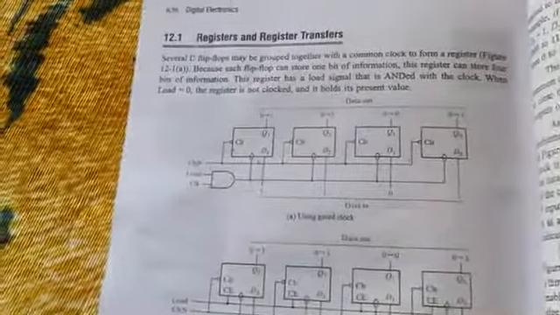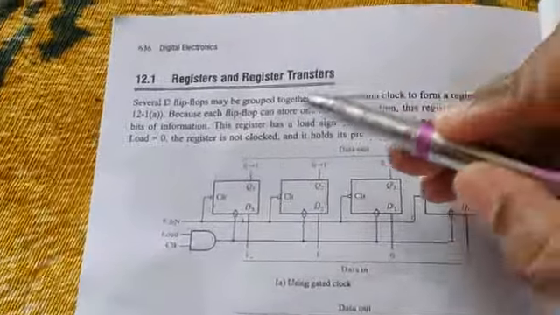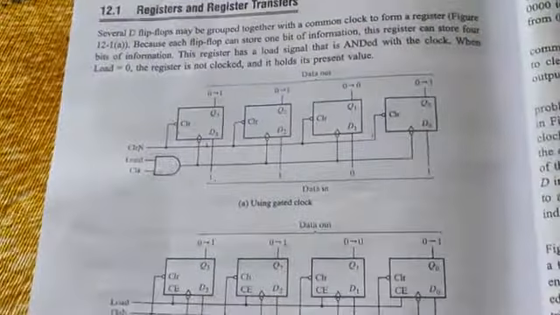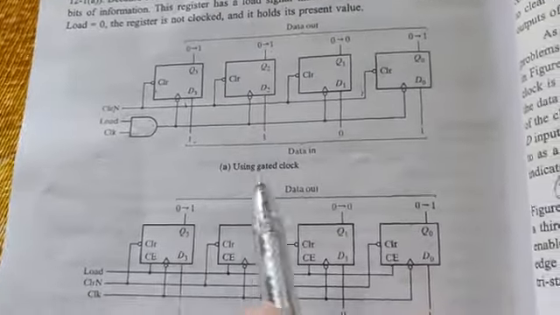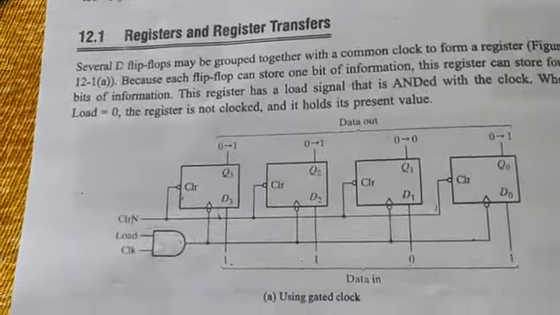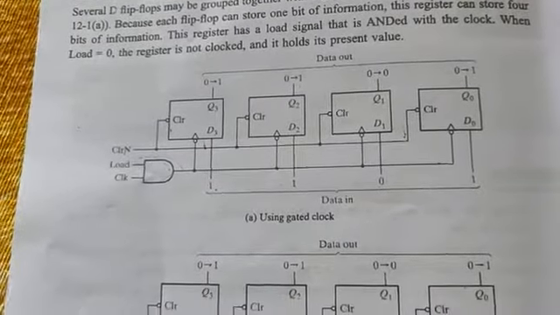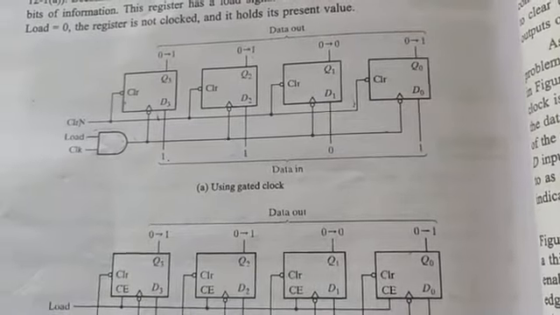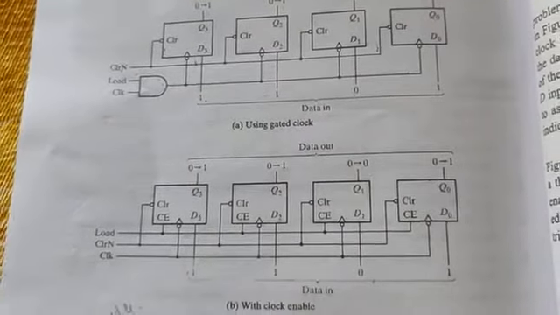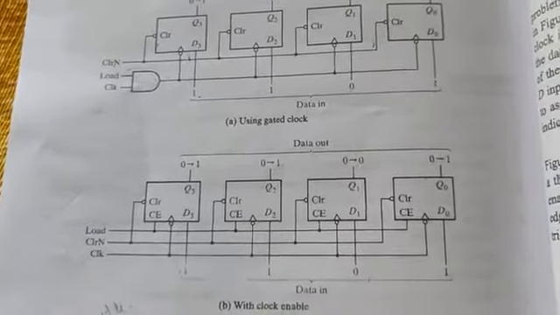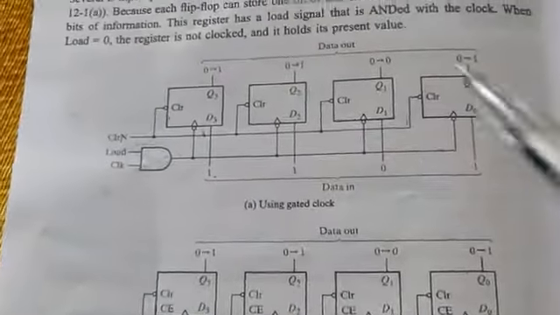These are the things you're going to learn in this particular chapter, registers and counters. So starting with registers and register transfer. Look at this register. It is using a gated clock. I hope you remember the gated latch. I gave an example about a gate: if the gate is open, the circuit will be active; if the gate is closed, the circuit will be inactive. You remember? The same concept is applied here.